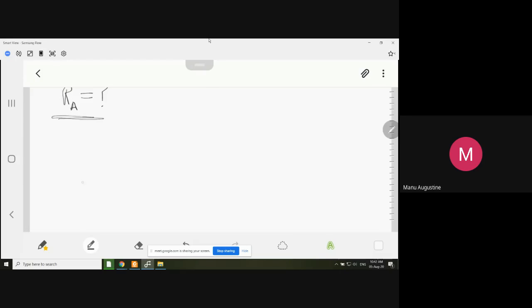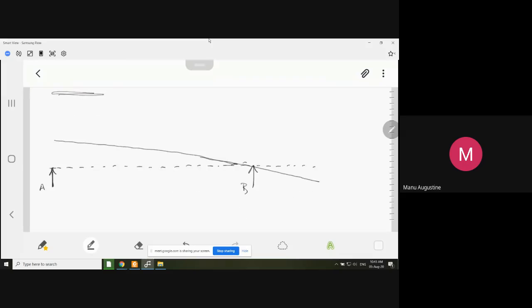Now the revised diagram is like this. You place a dotted figure at the bottom to show that this was the original location of the beam. This was point A, this was point B, and now after lifting, the beam has become like this. Aapne utha diya point A ko.